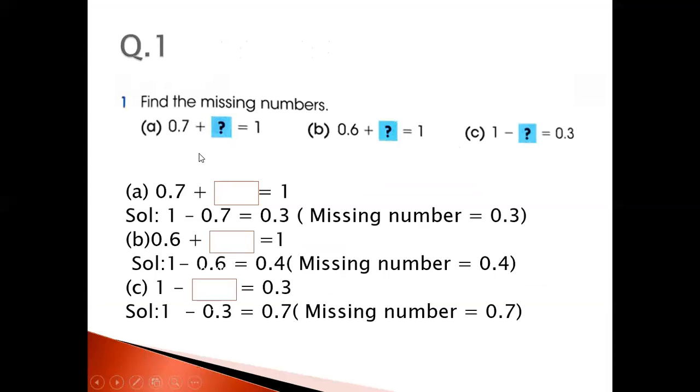Question number one: find the missing numbers. You can see there are three different parts, A, B, and C, written here. In the first part, A, two numbers are given and one number is missing. Similarly in parts B and C. So what to do? We can find the answer by using the given numbers. So what are the given numbers here?